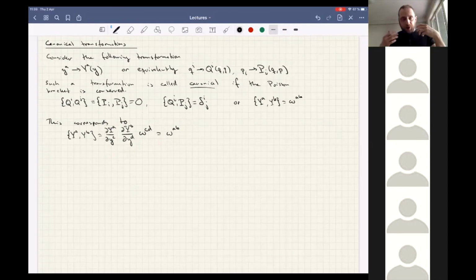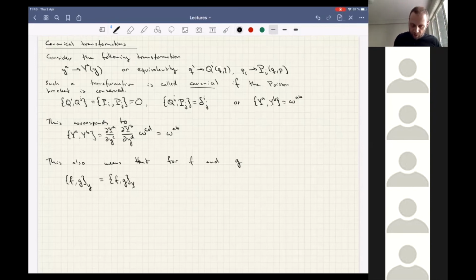So I mean, if you take any two functions, f and g, this also means that if you take f and g as functions on phase space, and if you take the Poisson commutator as defined in terms of the previous variables, this has to be equal to the Poisson commutator if you express f and g in terms of the new variables.